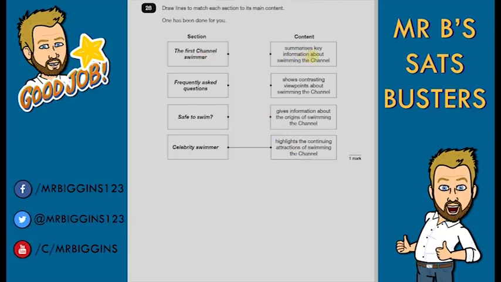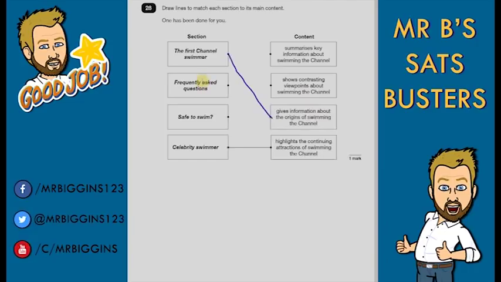Summarises key information about swimming the channel. It does have some information in there, but that's not the main thing that the first channel swimmer is about. Second one says shows contrasting viewpoints about swimming the channel. It doesn't. It only tells us about the story of the first person who swam the channel. And then the last one says gives information about the origins of swimming the channel. Origins means where something started. So the first channel swimmer, first and origin, a little bit like they could be used as synonyms. So that's the correct line. If you're not sure of that one, you can always leave it out. Go on to the next one, see which ones you have left.